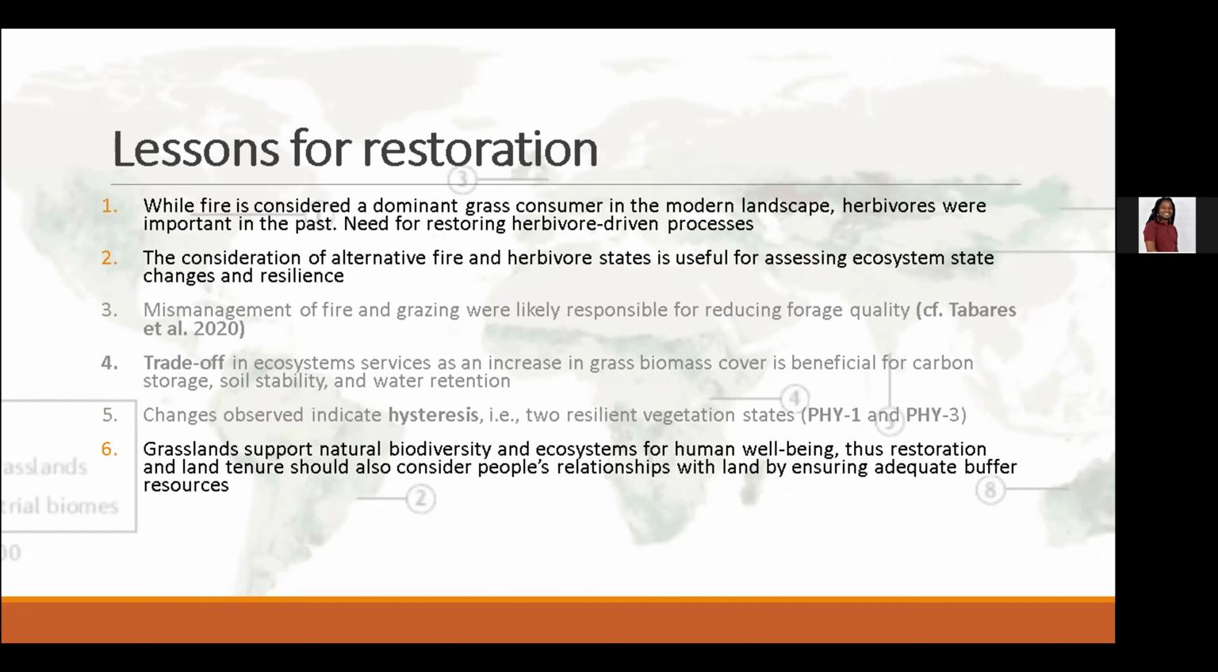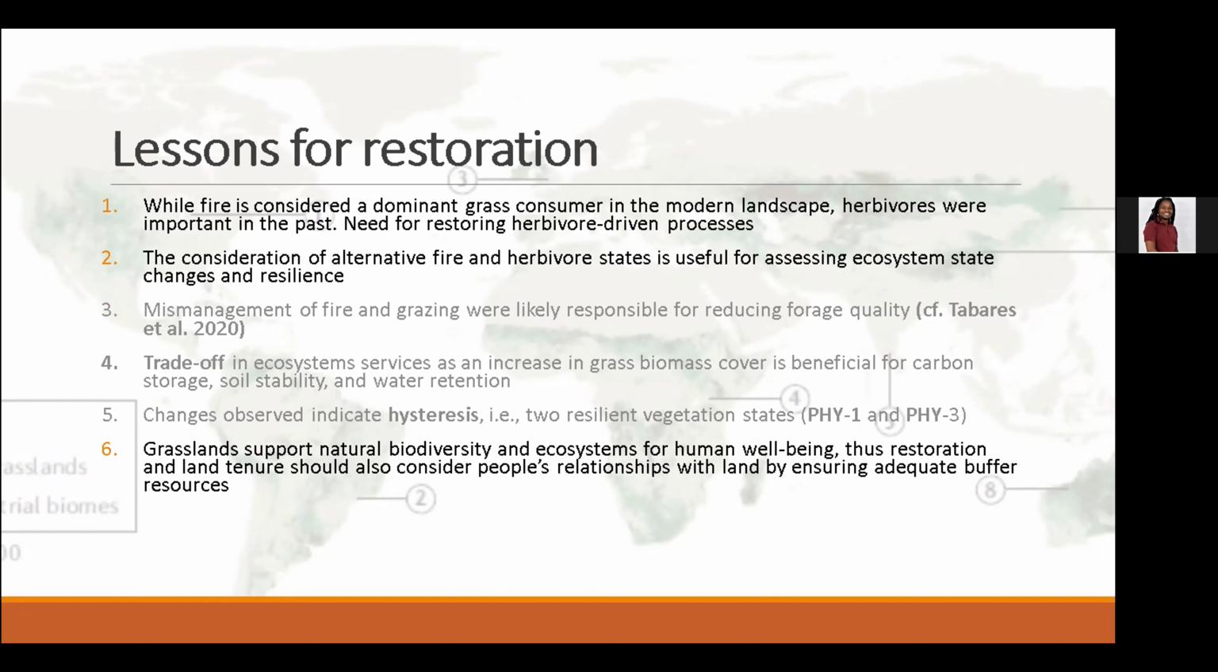Although grasslands support natural biodiversity, they're actually important for people, especially in Africa, where a lot of people depend on the land. And so, when we think about restoration, we should think about how much land we should actually make available for people, especially indigenous communities and people who actually need access to these resources.